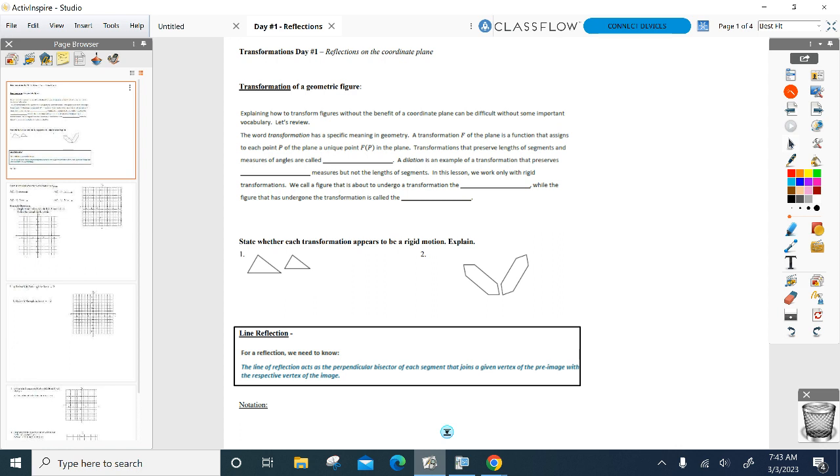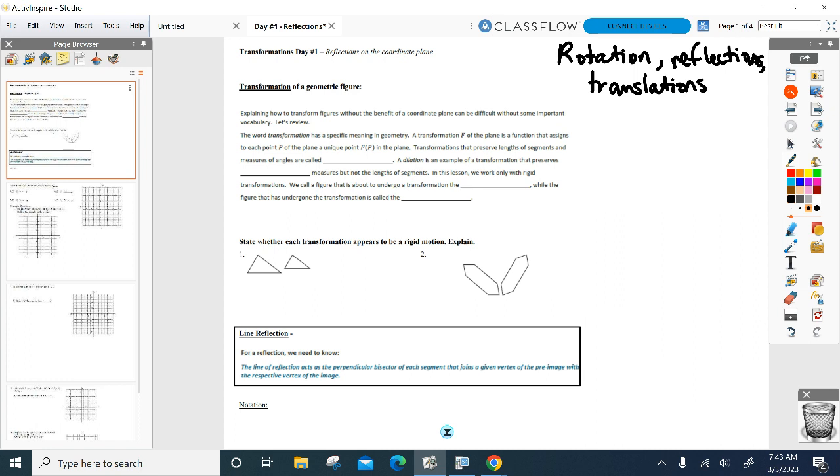Let's fill in a couple blanks here. When I say the word transformation, let's make sure we're all on the same page. I'm talking about rotations, reflections, which is what we're going to do today, and translations, which is like I slide it up, down, left, right, diagonally. Anytime you hear the word transformation, I'm doing something to the figure. I'm moving it, maybe changing its size, making it bigger or smaller, but I'm also moving it around.